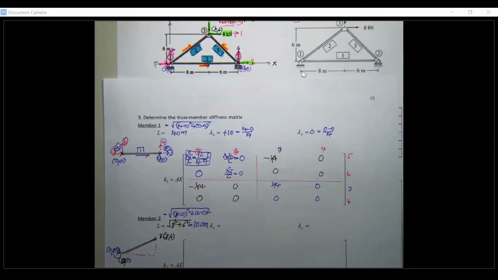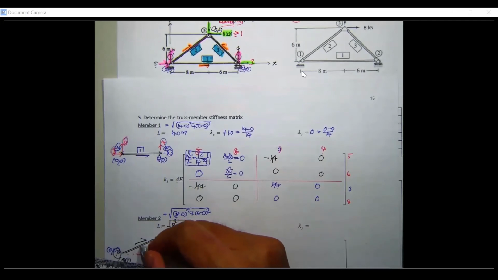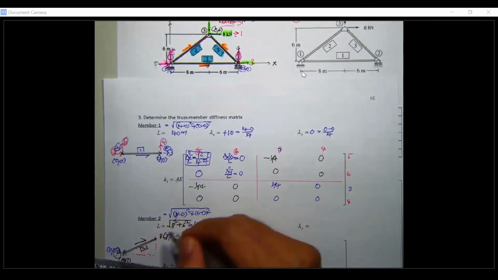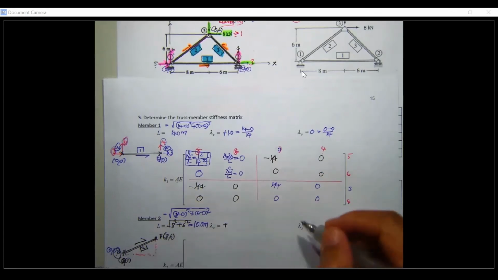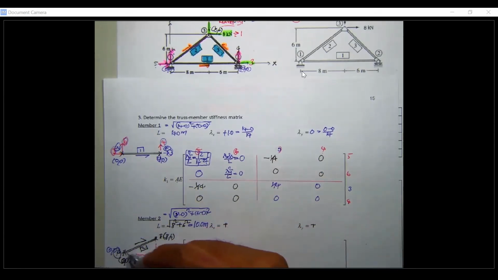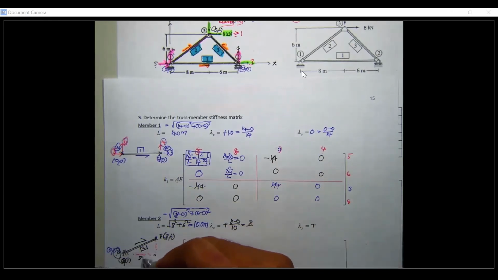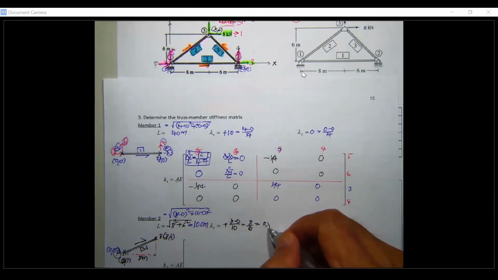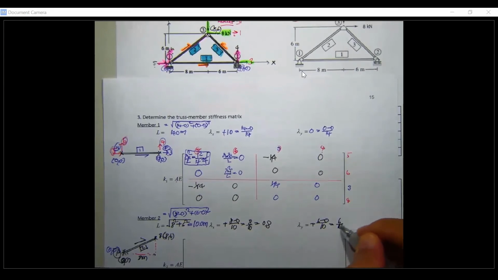Okay, and then lambda sub x. This one, member number 2, has this direction, and by this, lambda sub x is going to be positive. Lambda sub y is going to be positive for sure. And then you may have the distance here: it's going to be 8 meter, 8 minus 0 divided by 10, or you may say it's only 8 meter divided by 10, which is going to be 0.8. And this one is going to be 6 minus 0 divided by 10, 6 divided by 10, which is going to be 0.6.